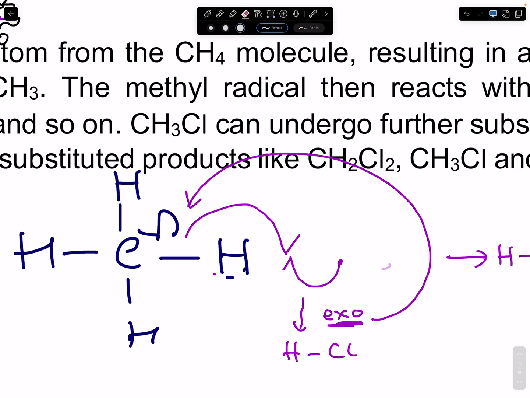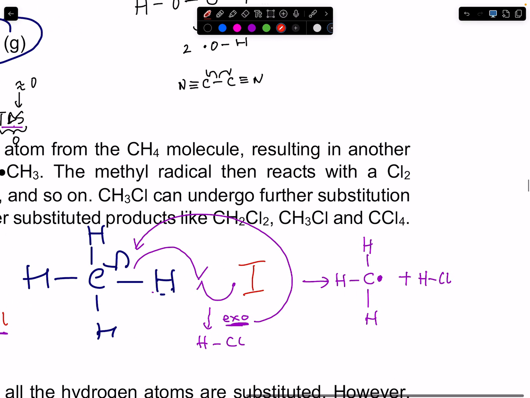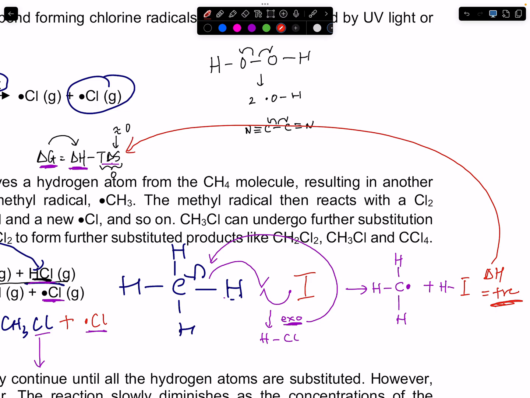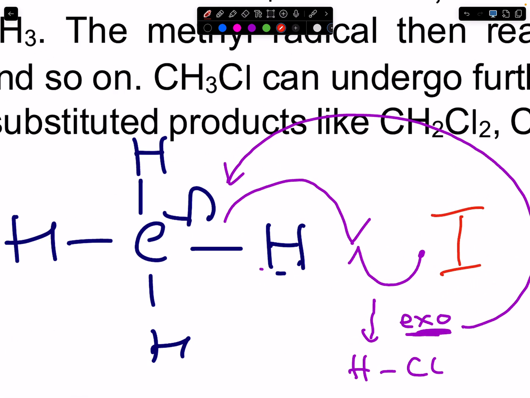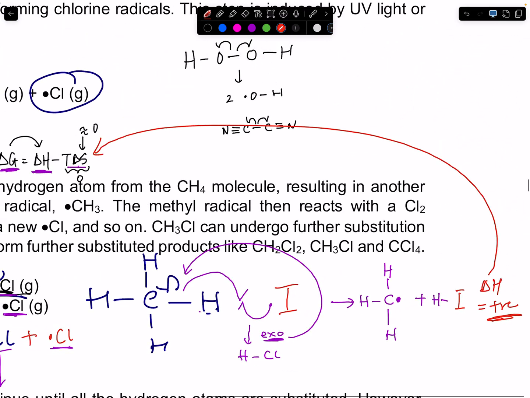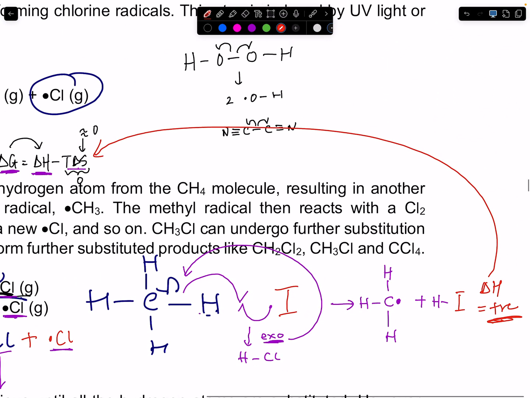Now the problem is this. If I replace this with iodine, when CH4 reacts with the iodine radical, the reaction is endothermic. So for this particular reaction, the delta H is positive. And when it is positive, you go back to your spontaneity, you realize that it is a non-spontaneous reaction. So the energy released from HI is not sufficient to break the C-H bond. So that's the reason why iodine is not used in free radical substitution. Clear on this?